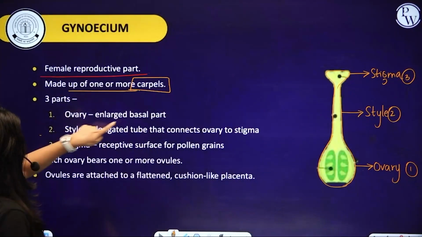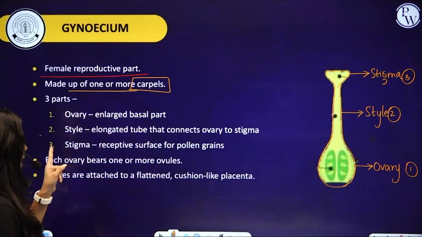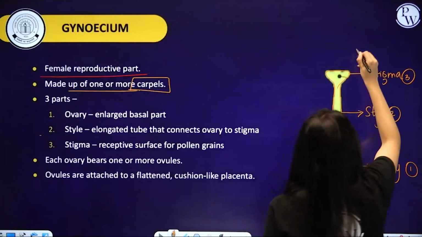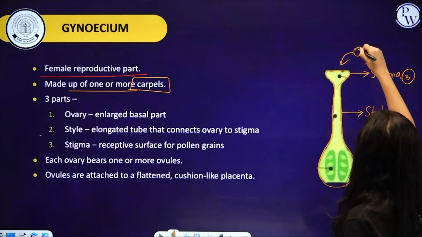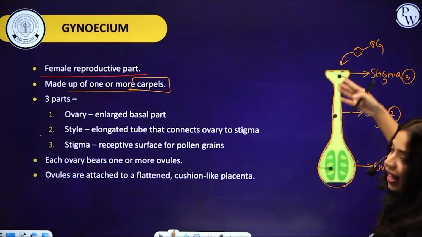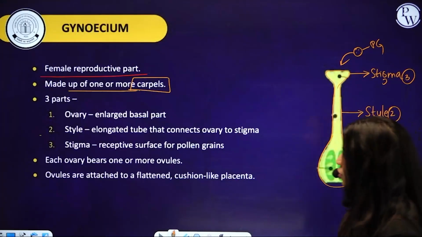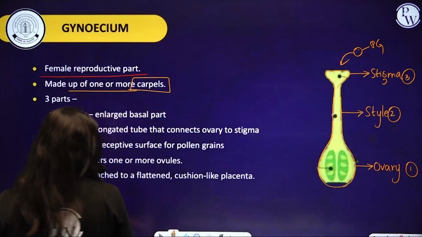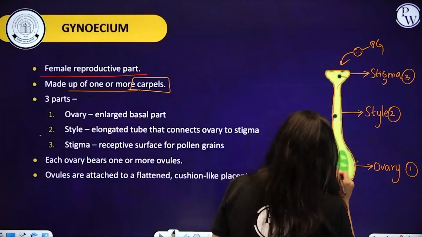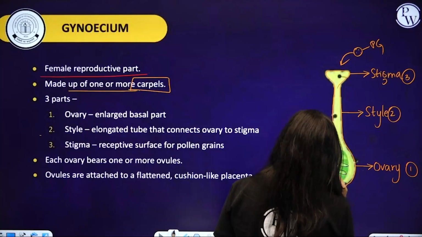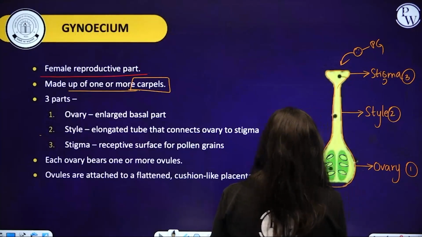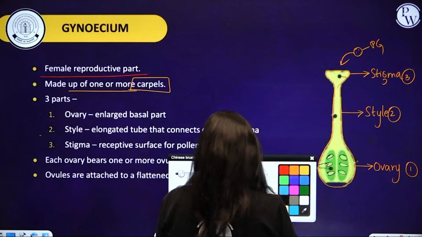Ovary, like I said, is the enlarged basal part. Style is the elongated tube. Stigma is slightly broad. This is where pollen grains are received. So this is the part that receives the pollen grains. Style acts as a connection between the ovary and the stigma. These are the different parts of gynoecium. Within the ovary, you will see the presence of ovules. Ovules are nothing but parts that will in future become the seeds. So within the ovary, ovules are present.